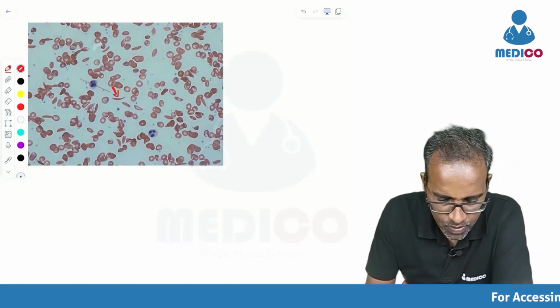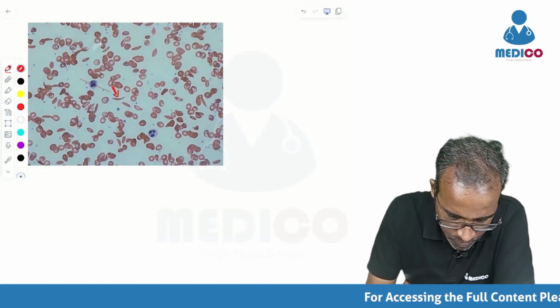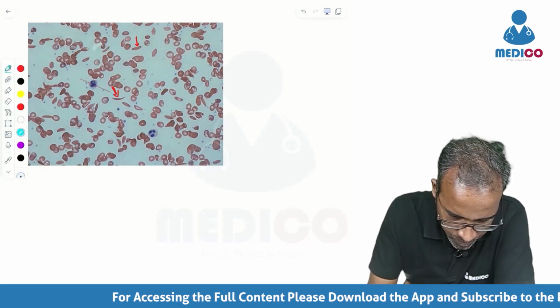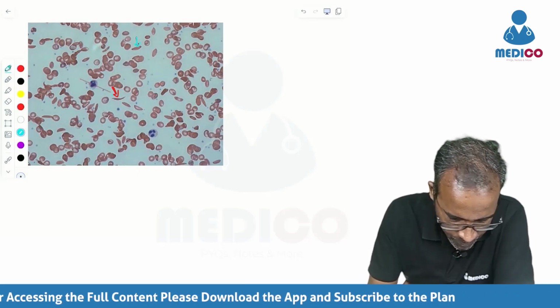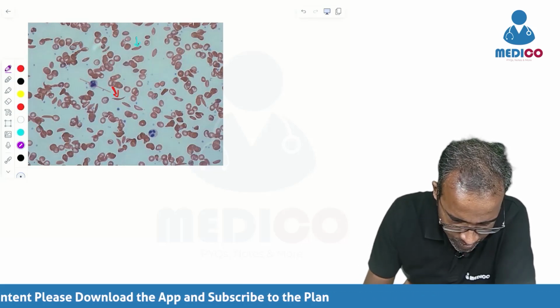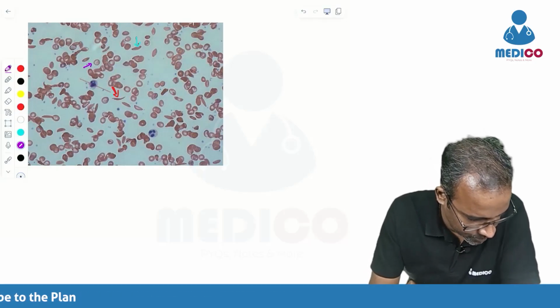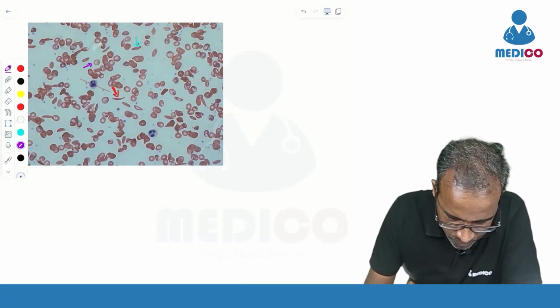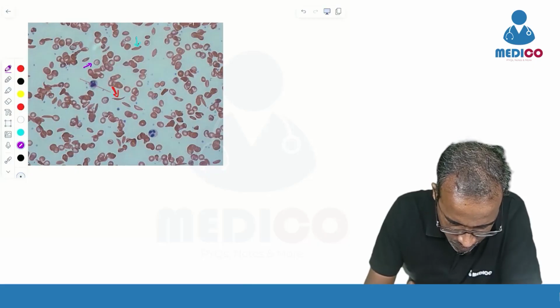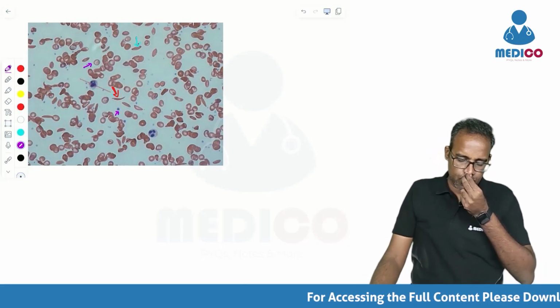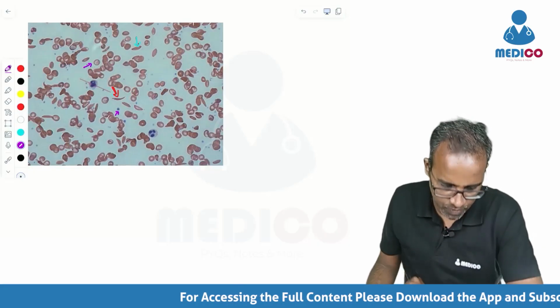This looks abnormal. There's one more cell here. I'll put it in a different color. There's one more abnormal cell here. And these are also small cells which look abnormal here. So there are many abnormal cells in this peripheral smear.